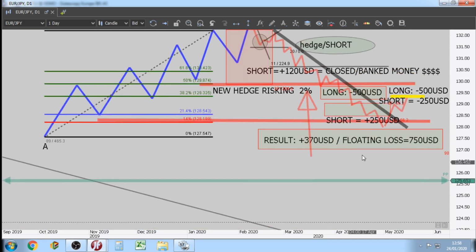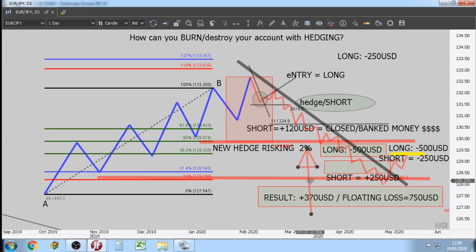And what does the trader do? No, I'm not going to close with a loss. I'm going to double up with the long trade right now, or if the market is going to fall, we are going to double down with another short. And what is the result? You are going to burn the account.